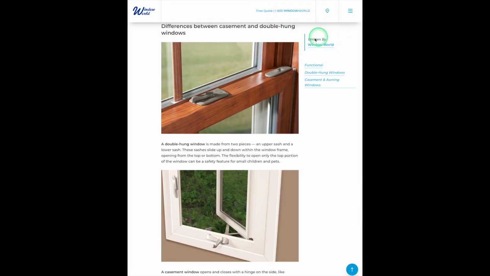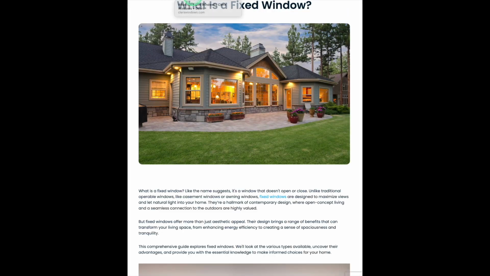Now that we know what a double hung window is, this is mainly what you'll see in homes now, sliding. Now, what is a fixed window? Well, a fixed window is pretty much exactly that. It's a window that doesn't open or close.